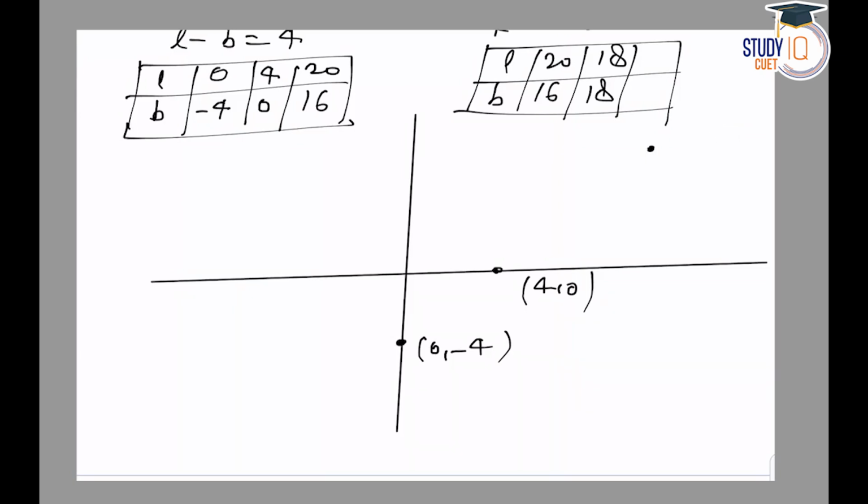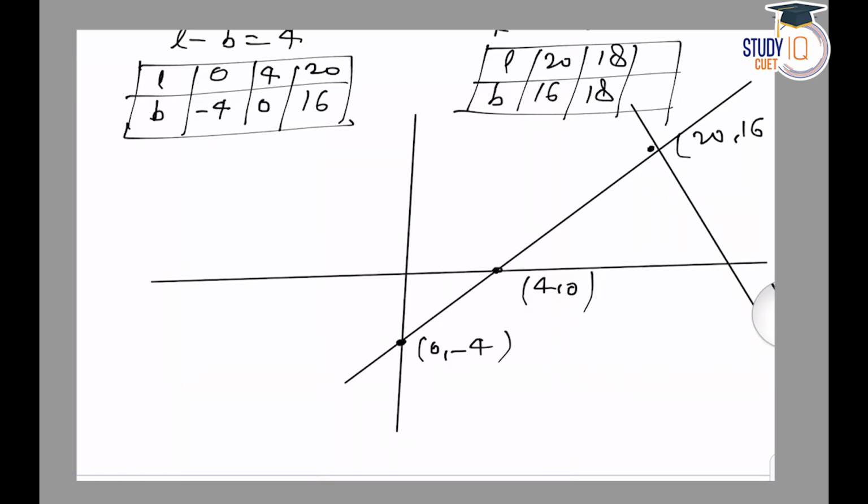So the line can be drawn like this. Again, for the second line, this line must pass through 20, 16 and 18, 18, which may be taken here.